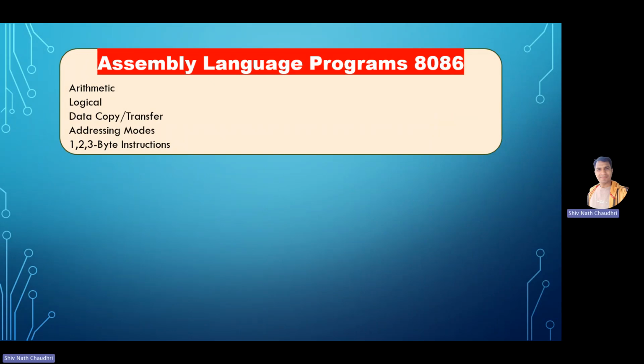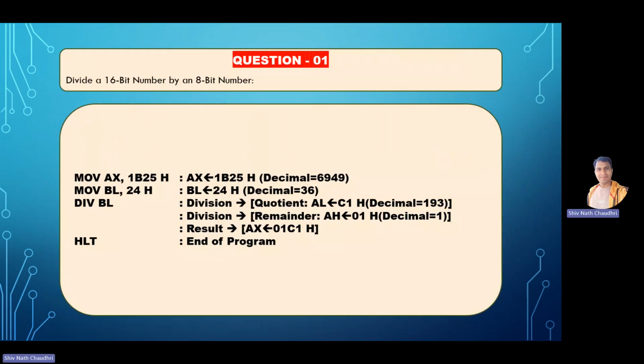Hello everyone. In this video, we will discuss a few assembly language programs regarding 8086. So let's see which examples we have taken. The first example is related to dividing a 16-bit number by an 8-bit number, and we are writing the ALP for 8086 here.